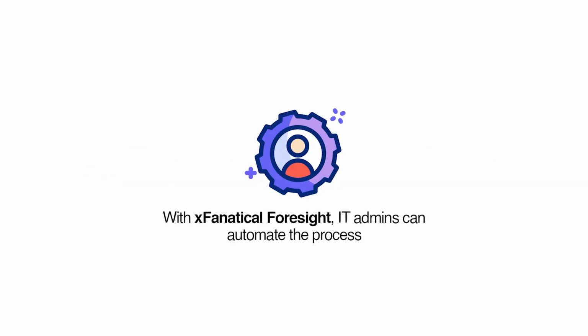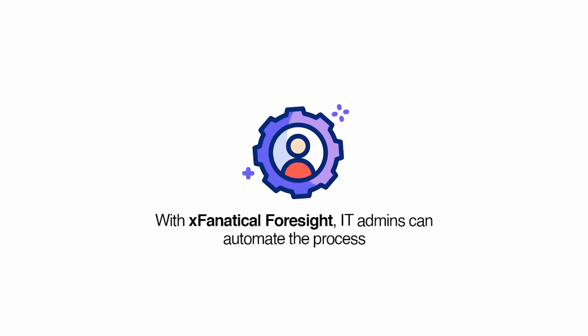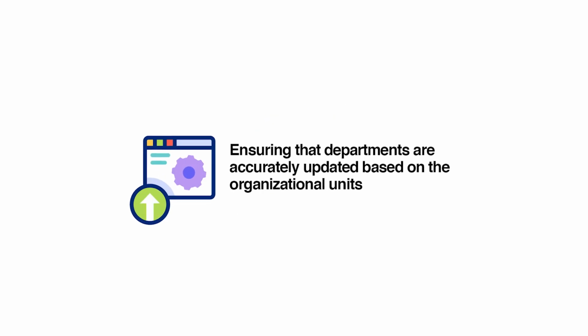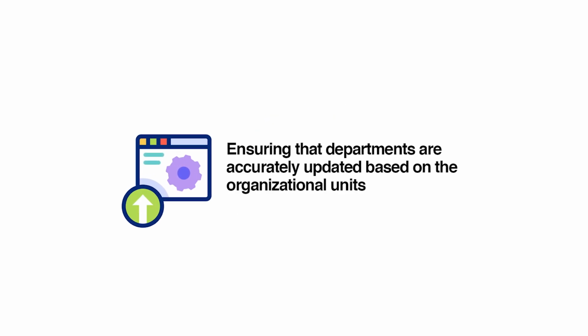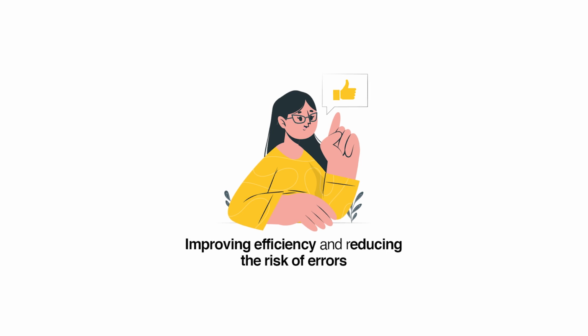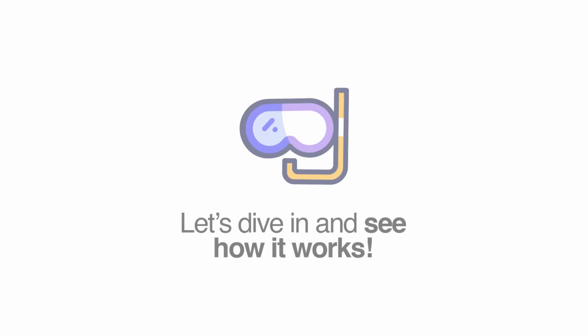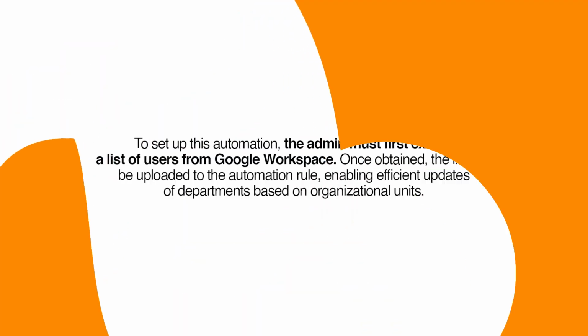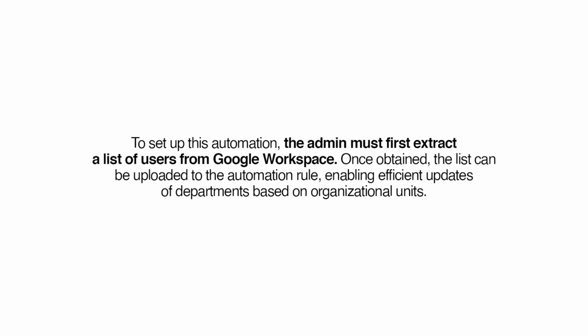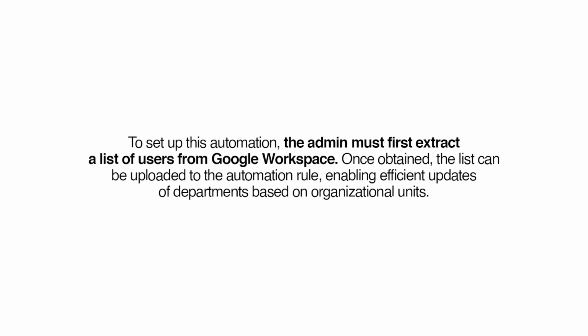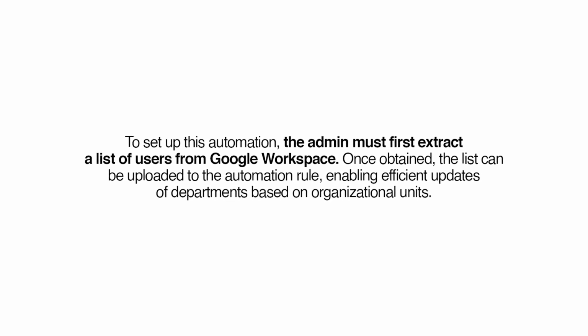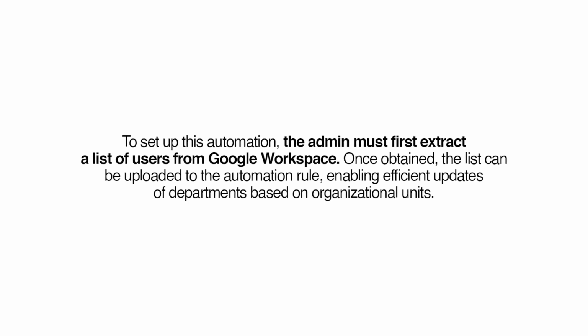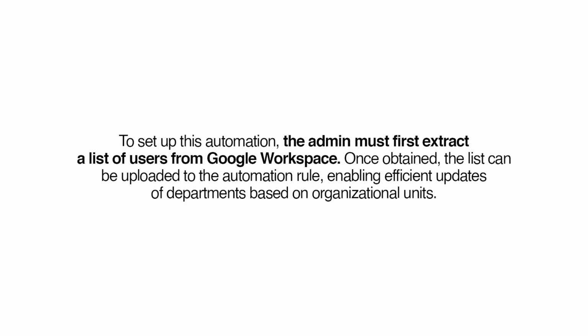With xFanatical Foresight, IT admins can automate the process, ensuring the departments are accurately updated based on the organizational units, improving efficiency and reducing the risk of errors. Let's dive in and see how it works. To set up this automation, the admin must first extract a list of users from Google Workspace. Once obtained, the list can be uploaded to the automation rule, enabling efficient updates of departments based on organizational units.